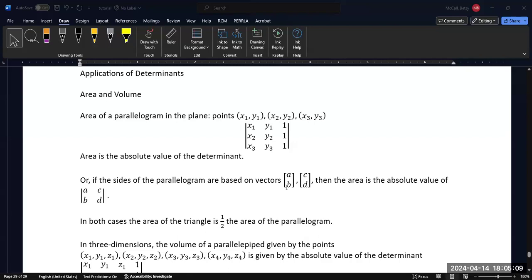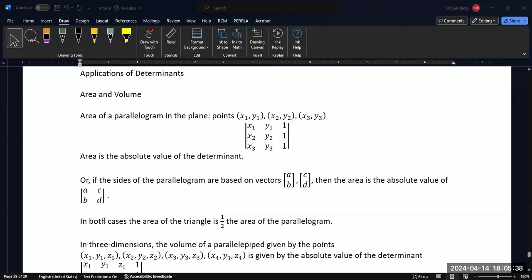And then if we have vectors, essentially vectors would already be calculated in terms of the differences between any two of these pairs of points, then we can just put them into a 2x2 determinant. And then the determinant could be either positive or negative, so we would take the absolute value in order to get the area. If you switch the order, you'll change the sign. So the sign doesn't really matter. It's the magnitude that matters.